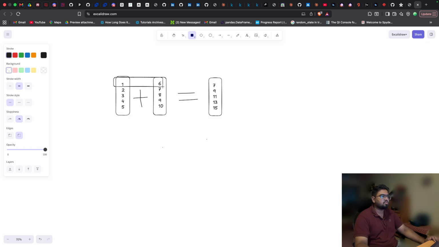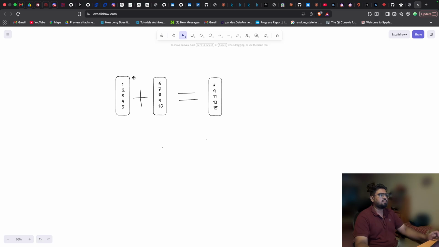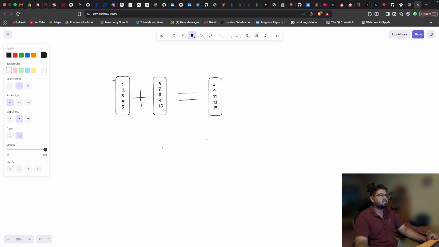So these two would be added, and then you would get a 7. Then similarly, these two would be added. Then these two would be added. Then these two, then these two, and finally these two would be added.